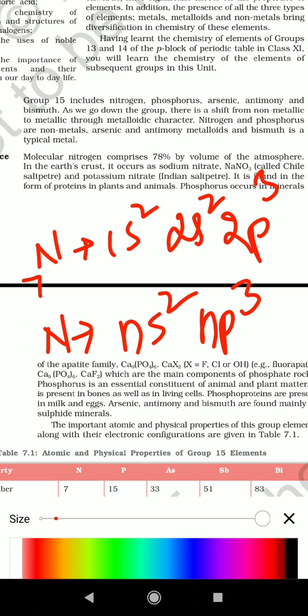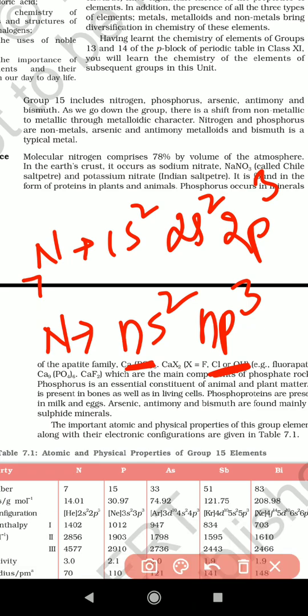That means in the s orbital, 2 electrons are present, and in the p orbital, the outermost electrons, 3 electrons are present. So this is the electronic configuration of the nitrogen family. All these nitrogen group elements exhibit the ns2 np3 configuration. So let us see the remaining elements.